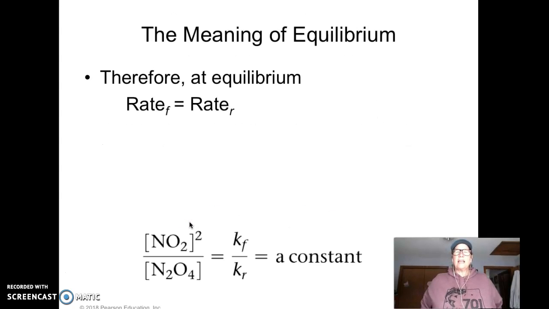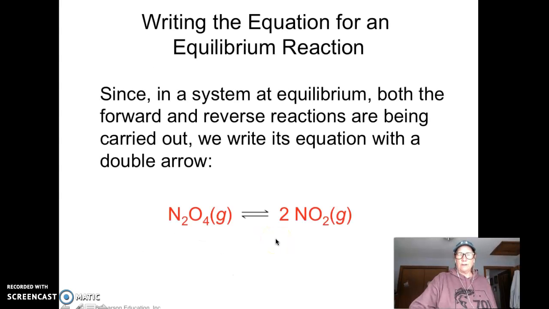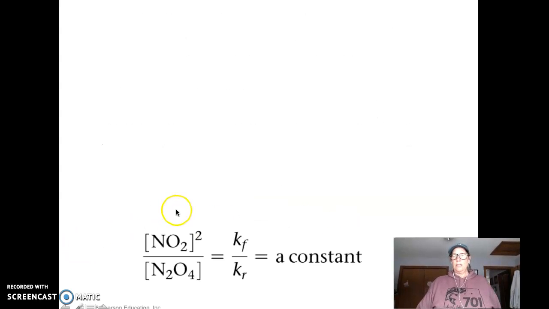Okay, so if we're talking about equilibrium, the rate forward equals the rate in reverse. When you get to the point where the rates are the same, the amount of product being produced is the same as the amount of reactant being produced, then you're in equilibrium. If you're doing it from this reaction back here, you always have the product on top and the reactant on the bottom. So here we go. And again, this had a coefficient of 2, so that's why that goes there.